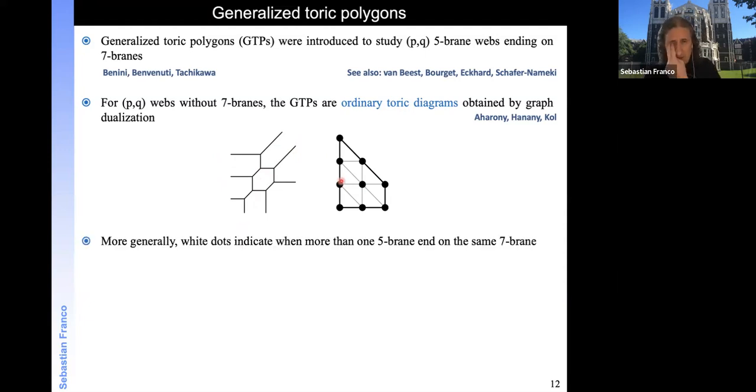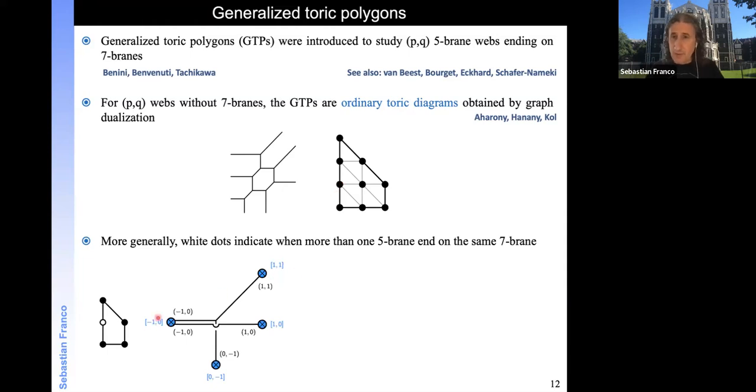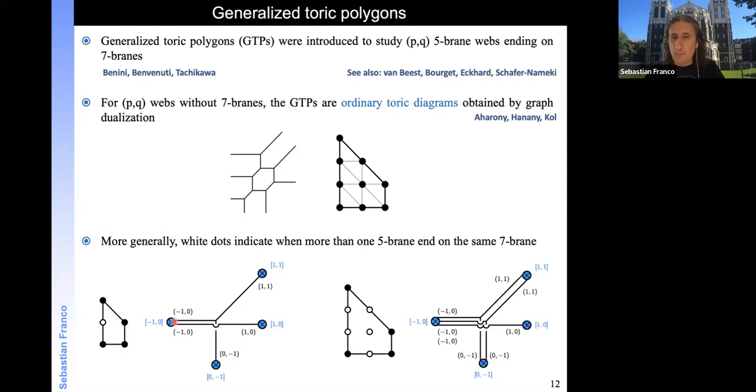In the dot diagrams, white dots indicate that more than one 5 brane can end on a 7 brane. So, for example, in this case, it looks kind of like a toric diagram, but you have this white dot that tells you that these 2 branes, which are perpendicular to these 2 edges, end on the same 7 brane. And you have more complicated things like this one. So here you have 2 that terminate on the same, 3 that terminate on the same, 2 that terminate on the same. Right.